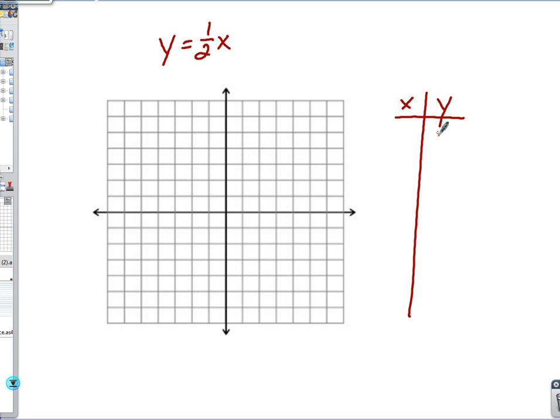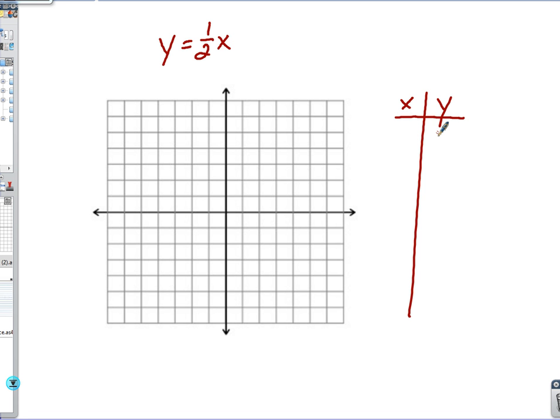So what we're going to do is find some x values, and we're going to choose our own x values to plug into this equation. And once we plug those x values in, it's going to yield y values that we can use to graph this y equals 1/2 x.